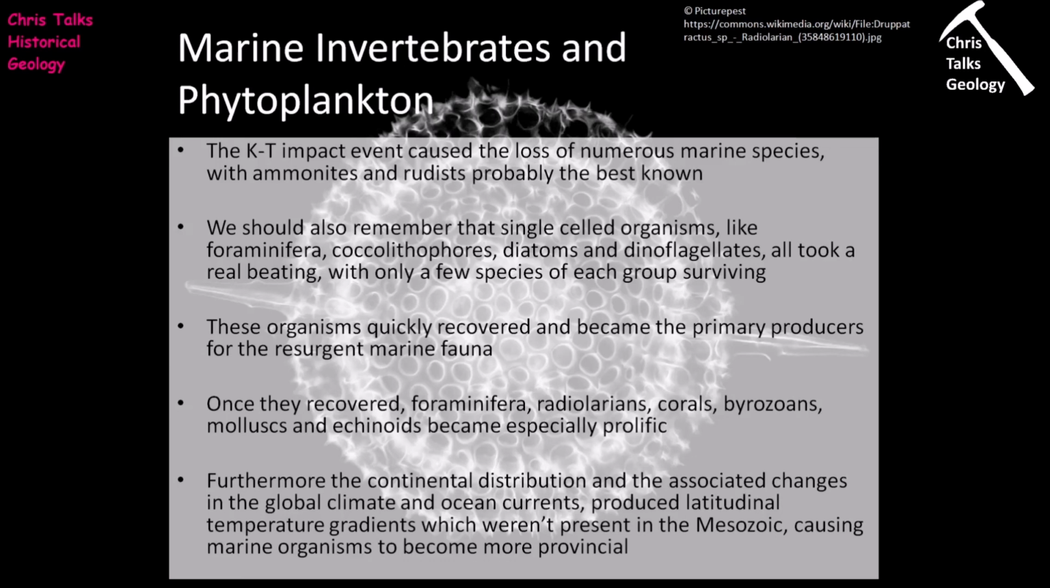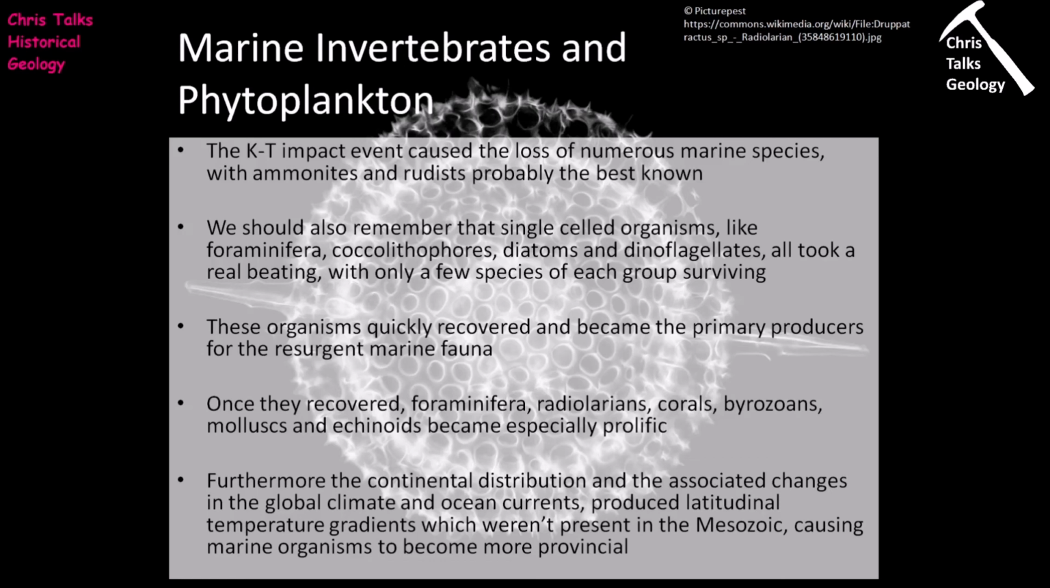Now, in terms of the marine invertebrates, once they had recovered, groups like the foraminifera, the radiolarians, the corals, the bryozoans, the mollusks and the echinoids all become particularly prolific during the Cenozoic. Furthermore, the continental distribution and the associated changes in the global climate and ocean currents produced as the continents moved towards their current positions led to latitudinal temperature gradients being established which weren't present in the Mesozoic.